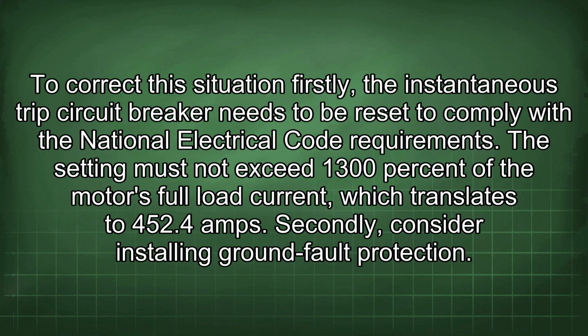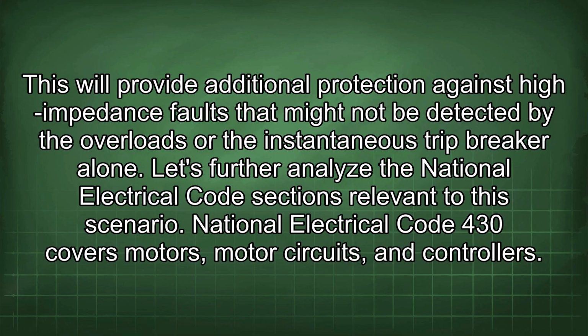To correct this situation, firstly, the instantaneous trip circuit breaker needs to be reset to comply with the National Electrical Code requirements. The setting must not exceed 1300% of the motor's full load current, which translates to 452.4 amps. Secondly, consider installing ground fault protection. This will provide additional protection against high impedance faults that might not be detected by the overloads or the instantaneous trip breaker alone. Let's further analyze the National Electrical Code sections relevant to the scenario.